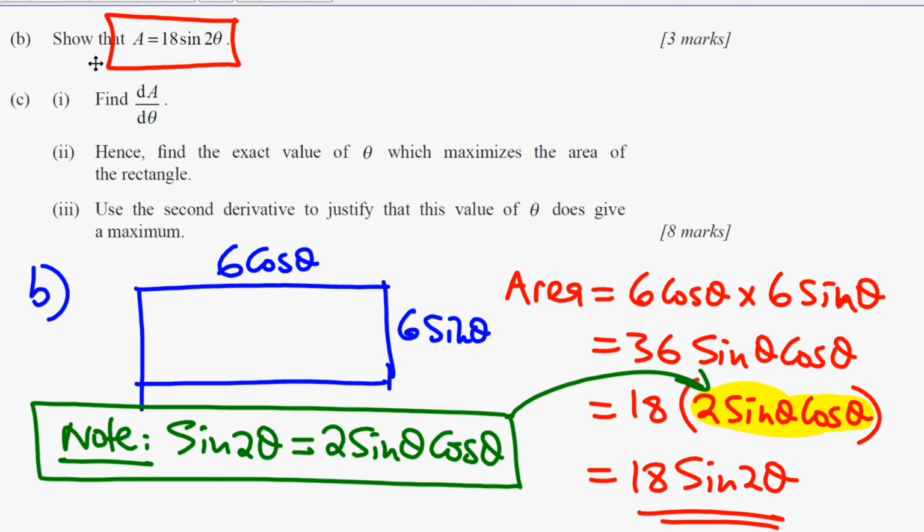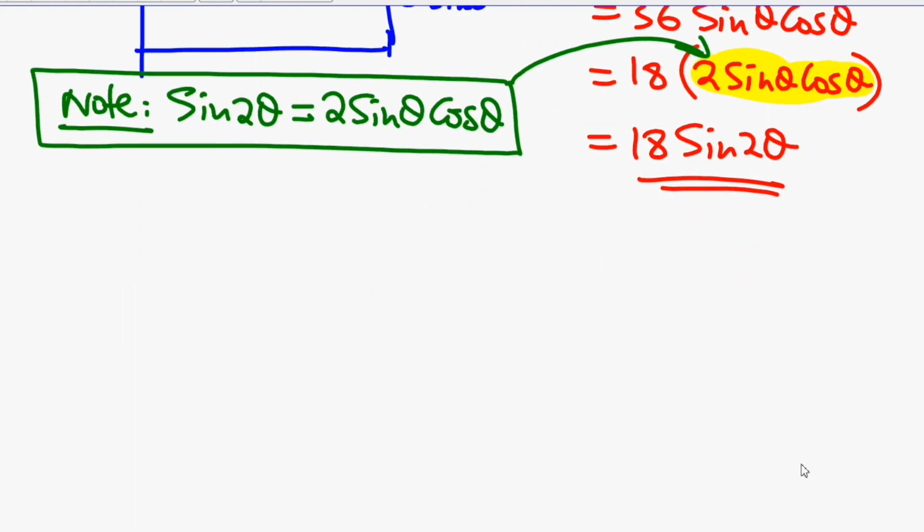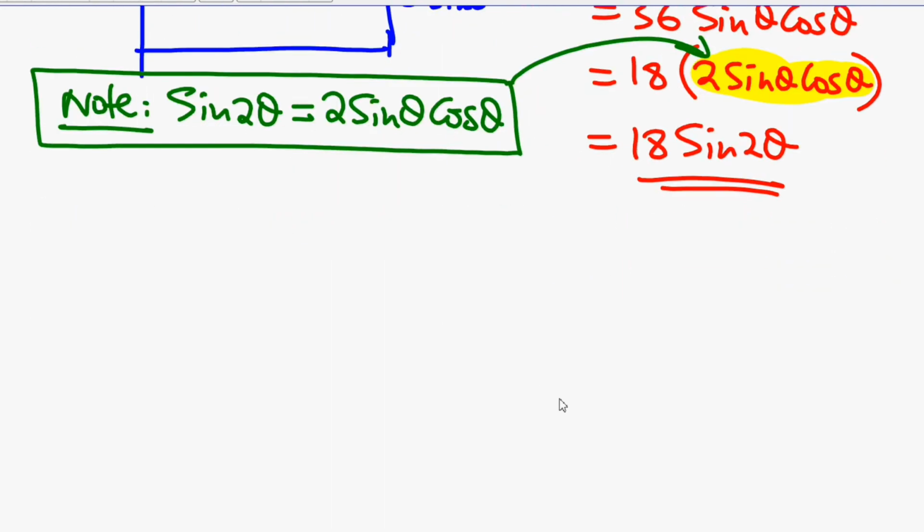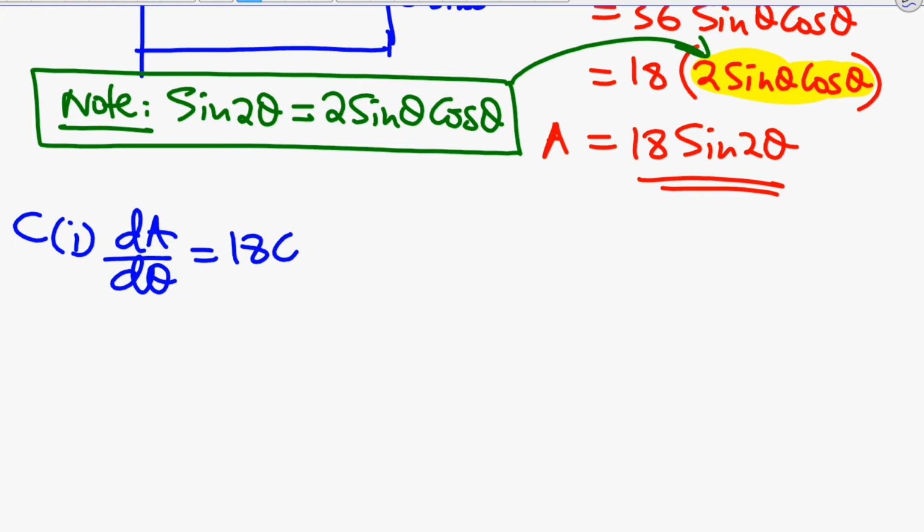Show that the area is given by that. So we have it here. Okay, let's carry on. Part C of this question is find dA over d theta. Remember the area is equal to that. So C1, dA over d theta is just the derivative of this function, which will be 18 cos 2 theta. So that's outside times inside 2, which means you get 36 cos 2 theta.